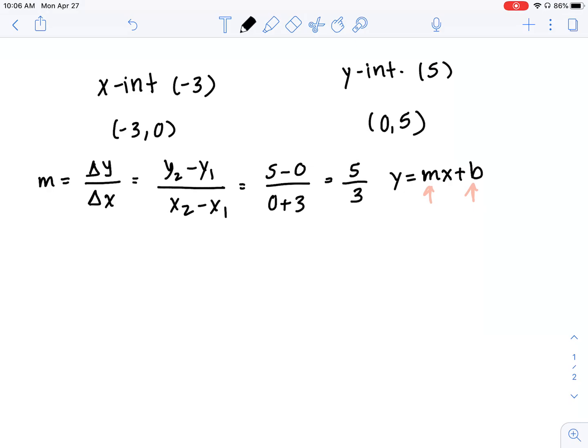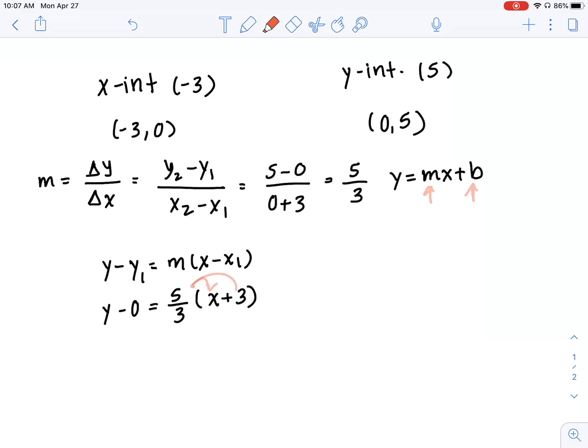Now that we have slope and 2 points, we can plug in some values into point slope, which is y minus y1 equals m times x minus x1. Let's use our x-intercept as y1 and x1. That's going to be y minus 0 equals 5 over 3, our slope, times x minus -3, which is x plus 3. Let's open up this bracket and distribute the terms inside. y equals 5 over 3x plus 5. And that's the equation of a line passing through both these points in y-intercept form.